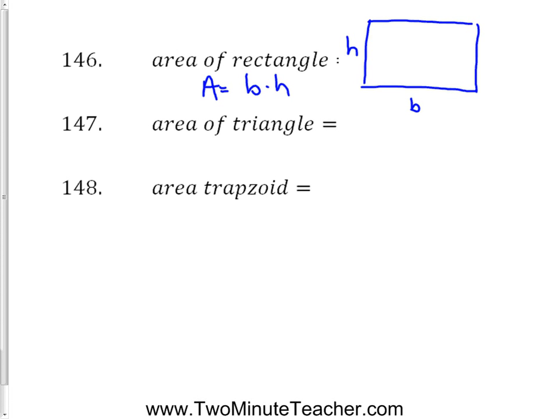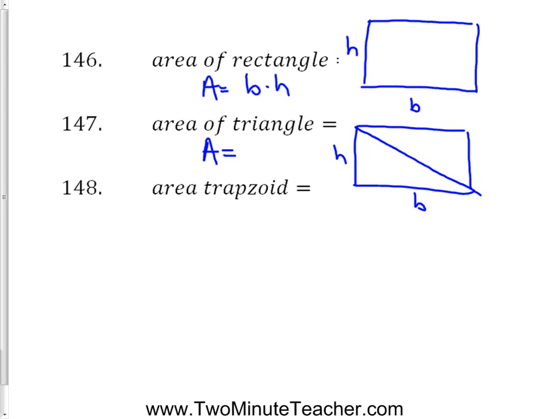But the next one, area of a triangle. Area equals, well, a triangle is half of an associated rectangle. So if this is base and height, notice that the triangle is half of the rectangle that you could kind of make around it. All right, so it's 1/2 of base times height, or you could say base times height divided by 2.